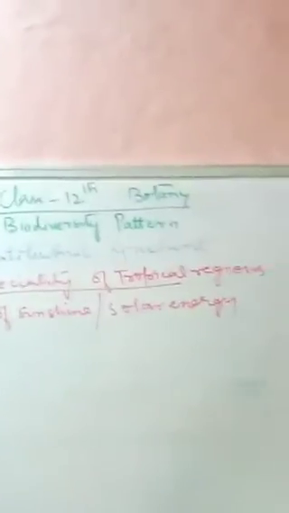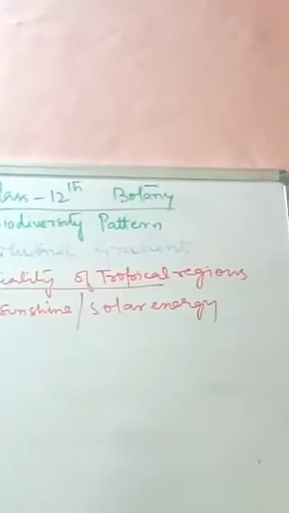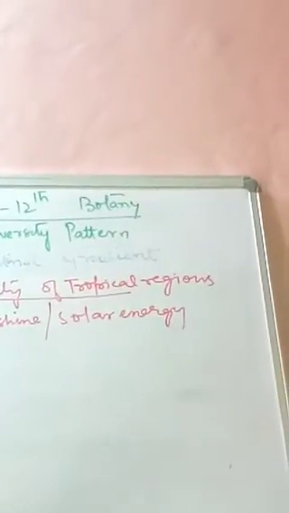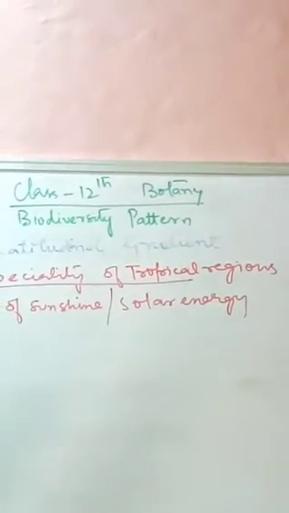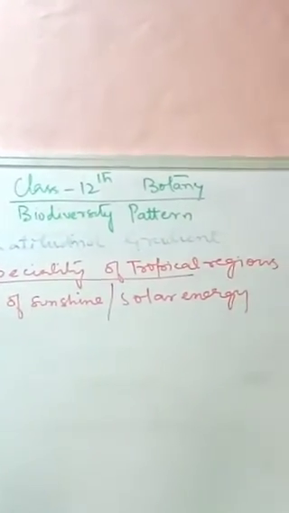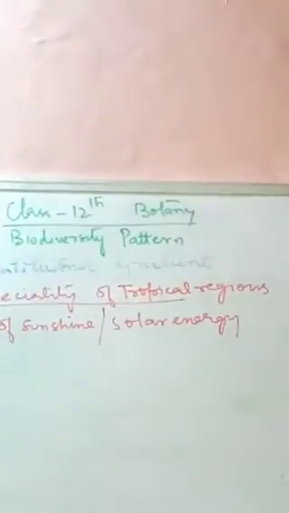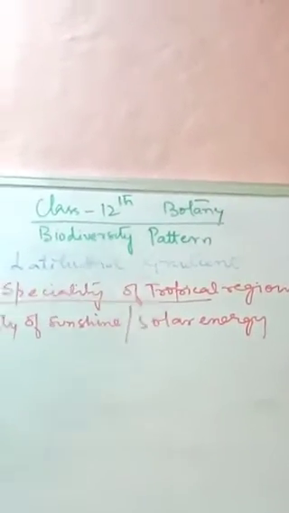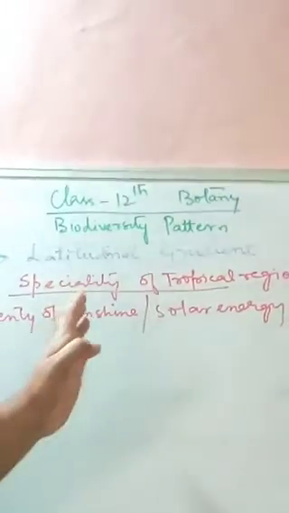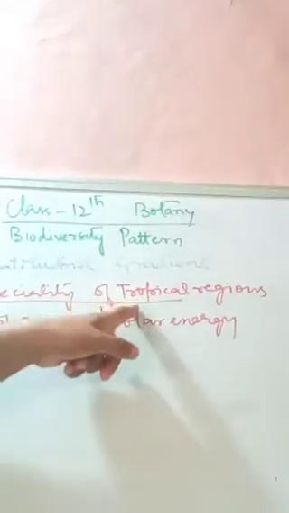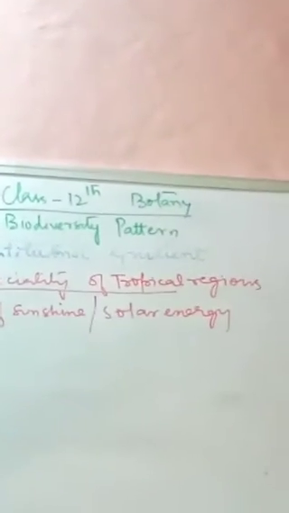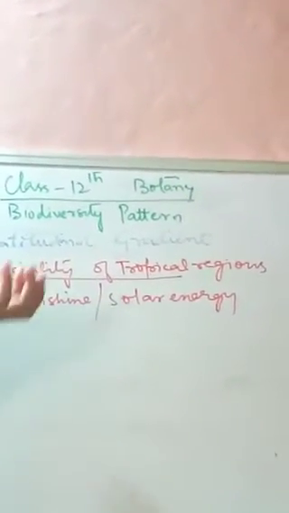It has been proven by experiment that the more solar energy is available, the more species and organisms can survive. So having plenty of sunshine and solar energy, which remains constant throughout the year, organisms survive at ease and flourish. So the number of species that survive in these areas is high. Because of this plenty of solar energy and sunshine, this tropical region has very high biodiversity.